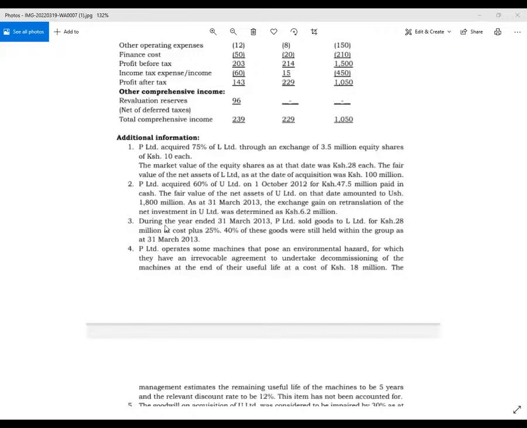Note number 3. During the year ended 31st March 2013, P Limited sold goods to L Limited for Kenya shillings 28 million at a cost plus 25%. Remember, P and L. L is our subsidiary. When we sell goods to our subsidiaries, or when subsidiaries sell to parent companies, always ensure that you don't have unrealized profits on stock. So here there is an element of unrealized profit on stock that I need to compute immediately.